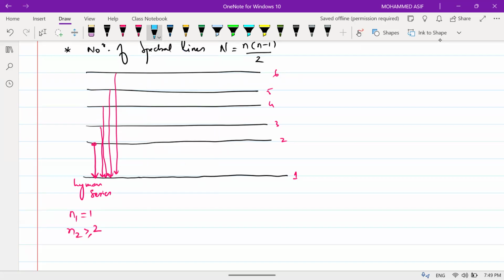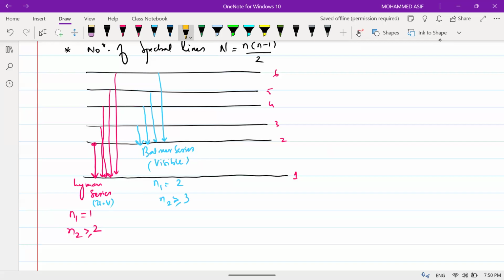So when the electron is jumping from the third orbit to the second orbit, or from 4 to this one, or like this, which series will this be? Balmer series. Balmer series will lie in which region, beta? It will lie in the visible region. Lyman series will lie in the ultraviolet. For this one, the n1 value is 2 and n2 is greater than or equal to 3. Clear?